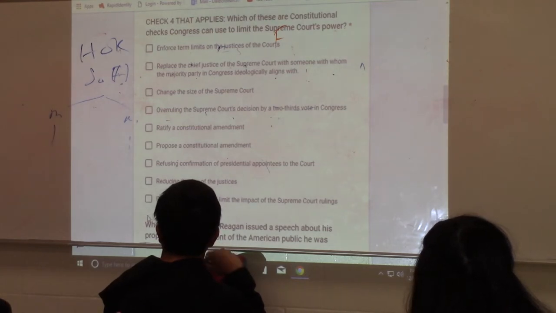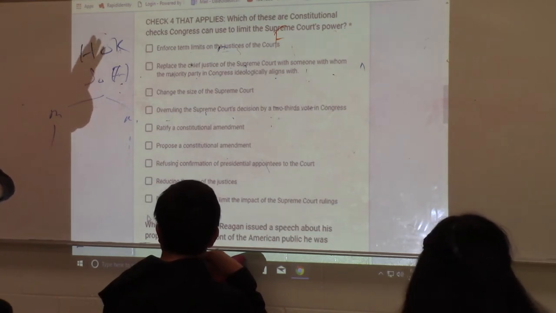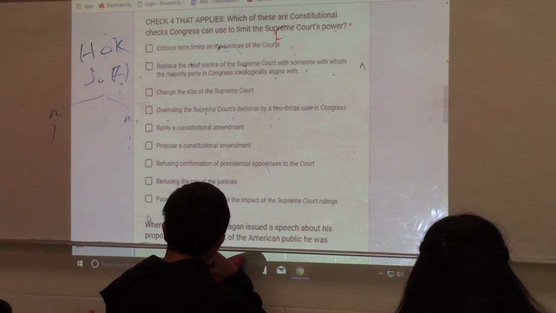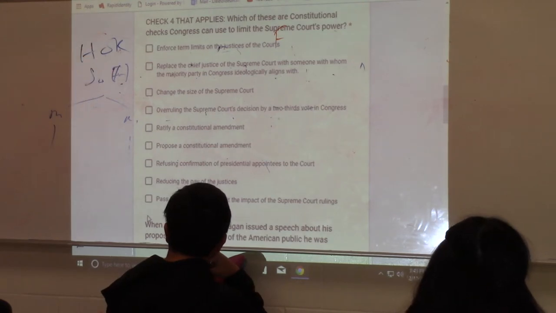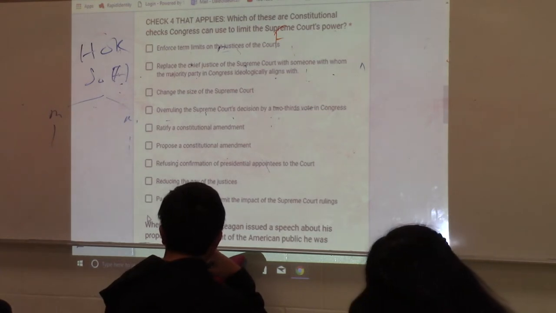What's the only thing that they can do about it? They can pass laws that would weaken and limit the impact of the case, but they can't do anything to overturn the case. Who can overturn Supreme Court decisions? No one, except for who? The Court themselves. Plessy versus Ferguson? Overturned by what? Brown versus Board of Education.